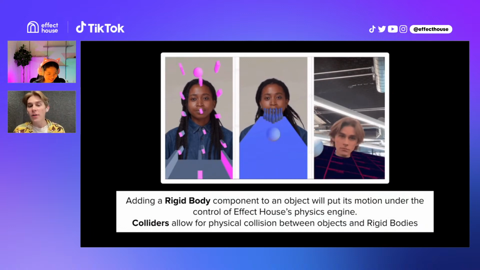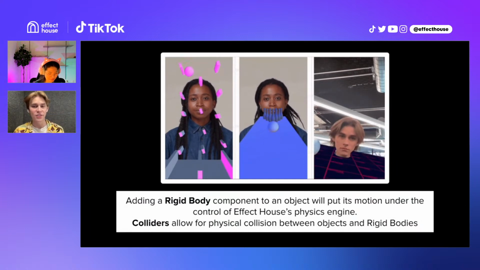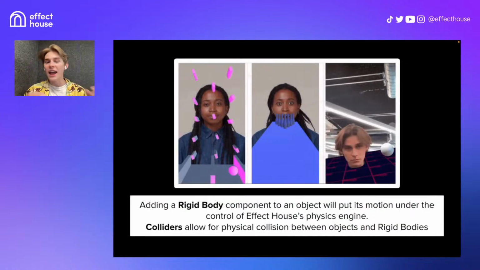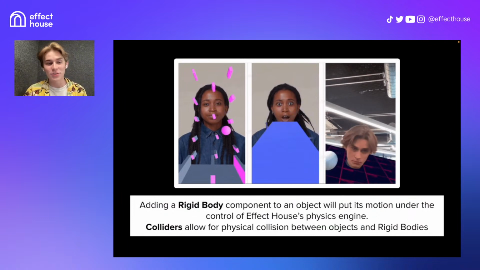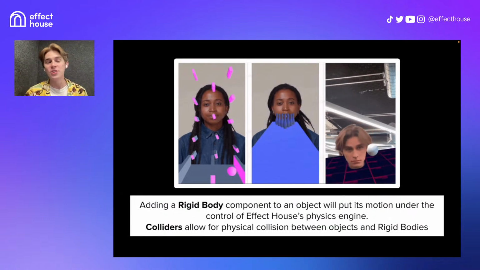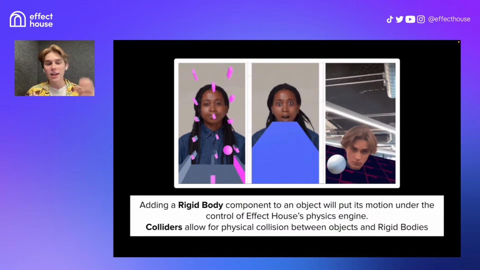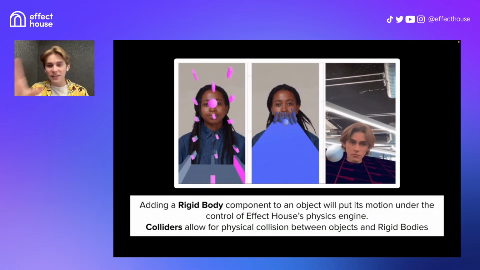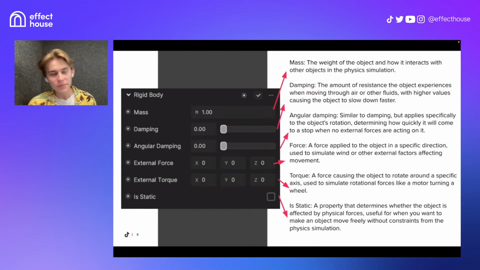Rigid body is a new component in Effect House that, when added to an object, will put the object's motion under the control of Effect House's physics engine. This allows it to be influenced by forces like gravity and other objects. It can hit and collide with other objects using our new colliders, which is another new component we have in Effect House. This allows for physical collision between objects and rigid bodies. All the effects you see in this presentation were made using rigid body and colliders.